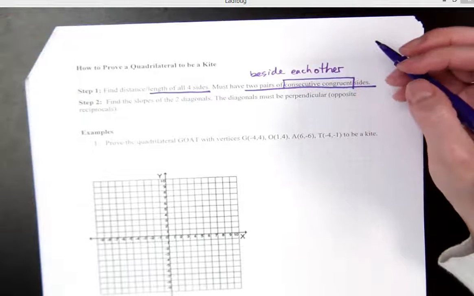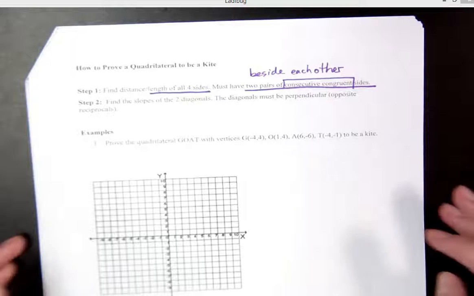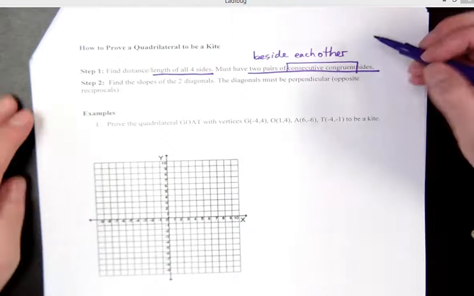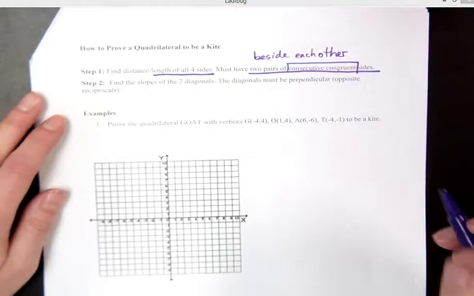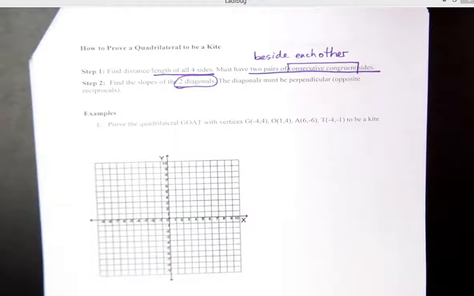So a lot of you found on the warm-up that that was the kind of hard part. Kites sometimes are hard ones to see. It just means we have to have two sets of sides that are the same. And then the slopes of the two diagonals. So go ahead and take a minute and graph the shape on your paper.